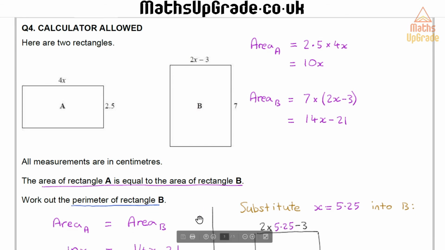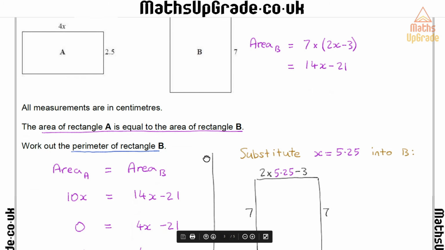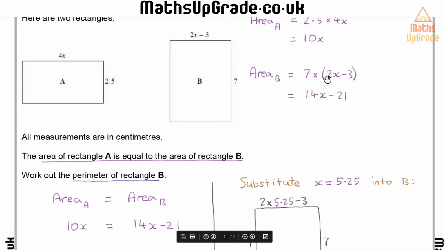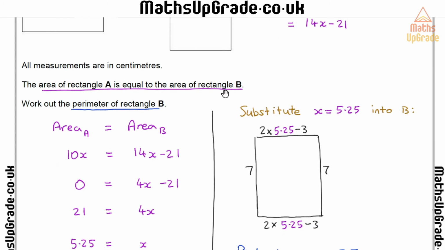Now, since the area of A is equal to the area of B, I can put this expression equal to that expression. That gives me this equation here, 10x equals 14x minus 21. So now I've formed my equation. In this equation, I've only got one unknown, x, but it's on both sides. So I need to get it onto one side.